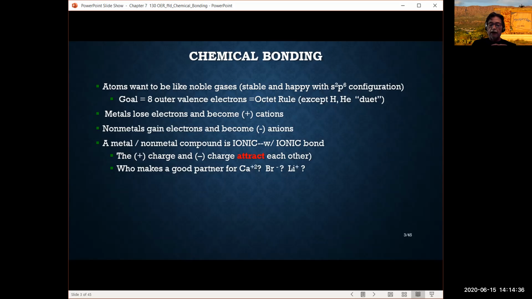Well, that can only be an anion. It would not attract a cation because positives and positives don't attract with each other. So lithium ion would not be a good partner, but the bromide ion would be.